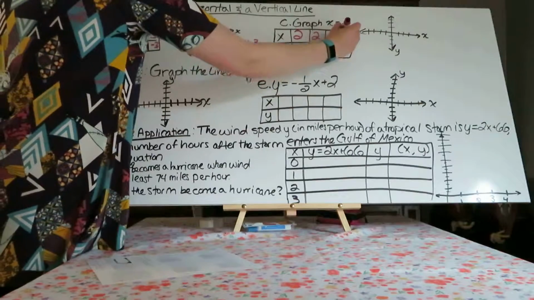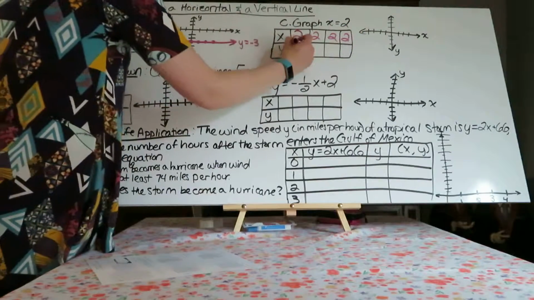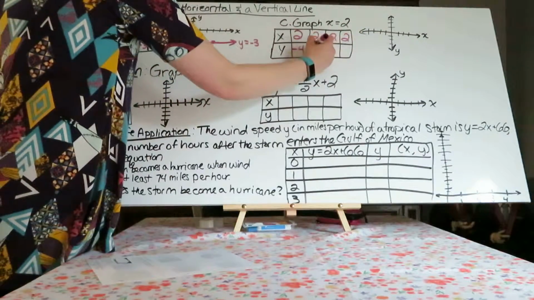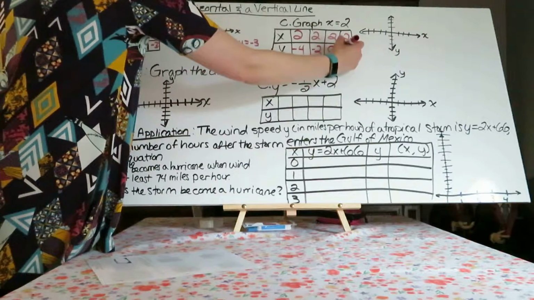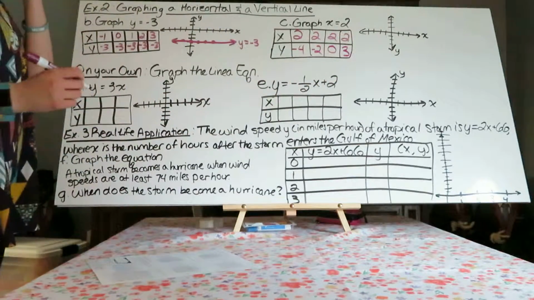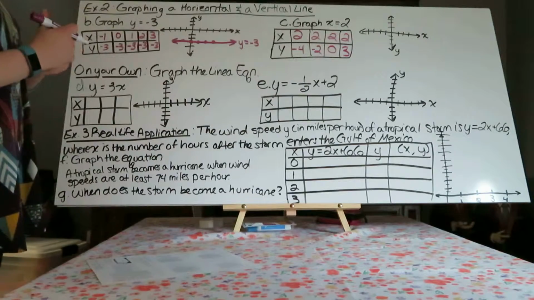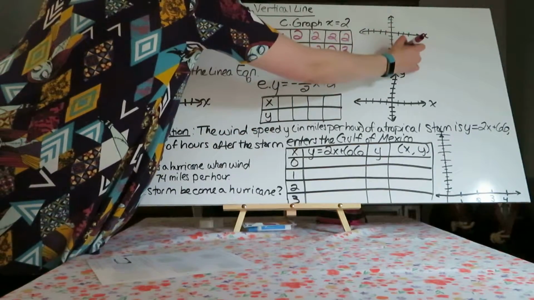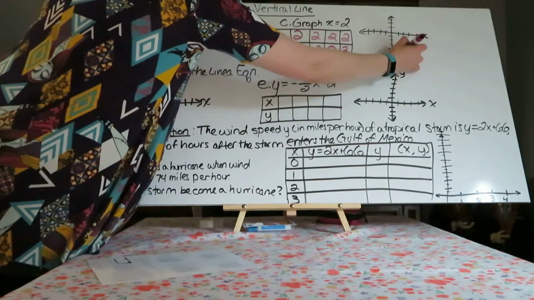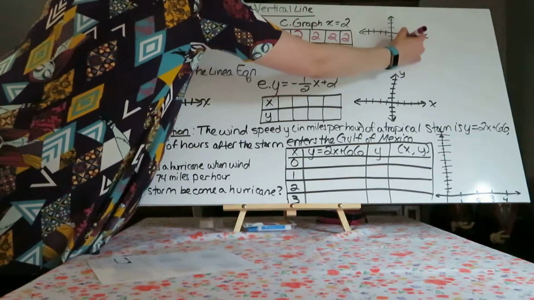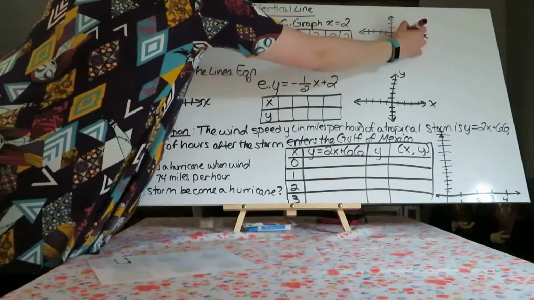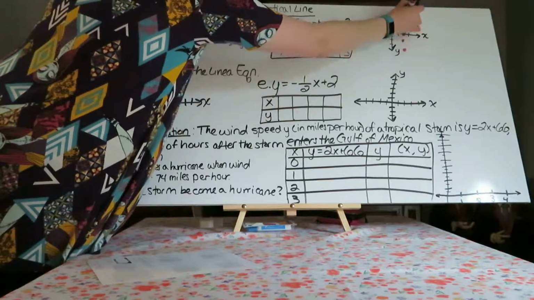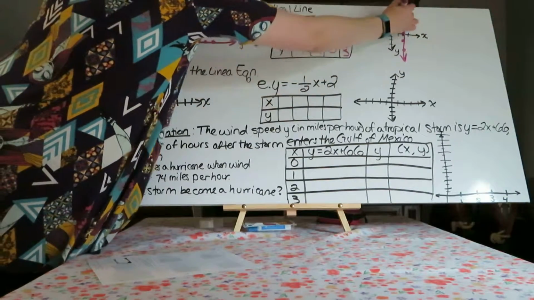It's always going to be 2, no matter what. You can choose negative 4, negative 2, 0, 3. No matter what, it's still going to be the answer of 2. So if we go 2, negative 4, 2, negative 2, 2, 0, and 2, 3. So you're going to have that vertical line.